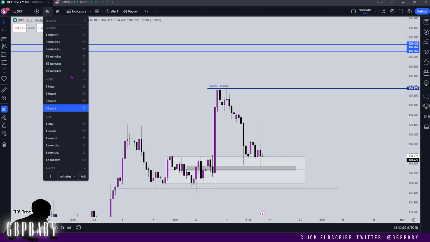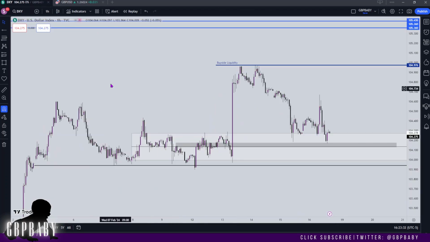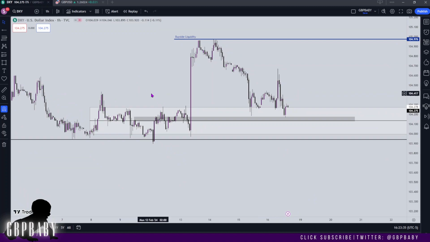But we don't have any high impact news until Wednesday, where we have FOMC minutes. So that means Monday and Tuesday, I'd like to see the low of the week get made, and I'm expecting not too much price action as well. Now let's look at the 1 hour, and then we'll head over to GBP.